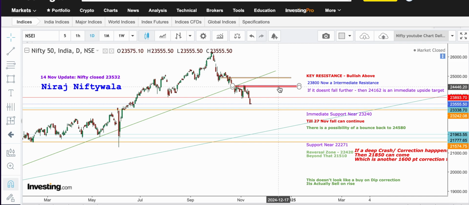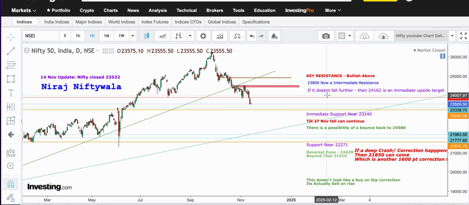So what is the intermediate resistance? Intermediate resistance is 23,800. Where is 23,800? It's somewhere over here. You see this red line? This red line I've drawn, that's the intermediate resistance. This red band is the place where I saw the crack. So this is the bullish above, this is the crack, and this is a line where I see resistance. These are the 3 lines you should first look at. This is how you should understand this chart.